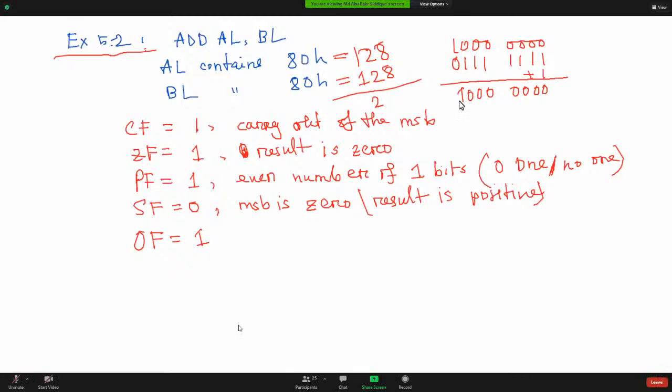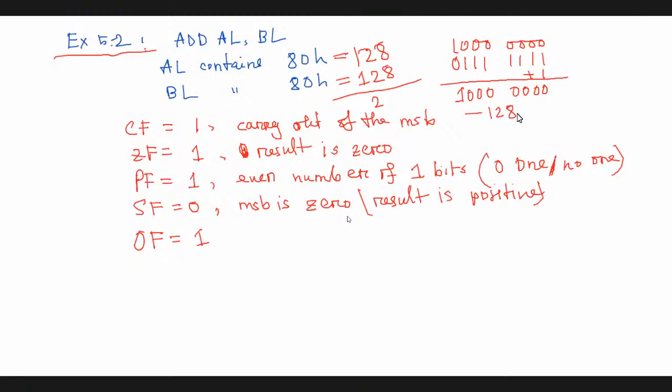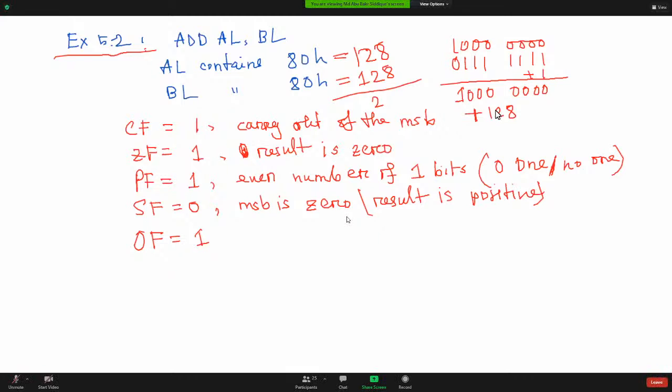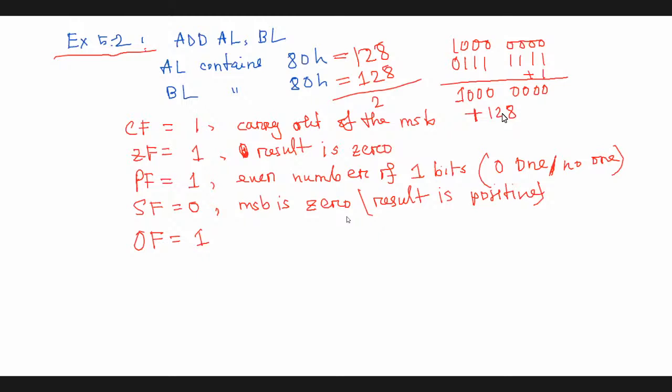Okay, 1. So that means it is minus 128. Sir, one more 0 will come, sir. Then 1 will come. Yeah, I got it, sir. 1, then eight 0s. No, it is right, this is what it will be. 128. So you got it.